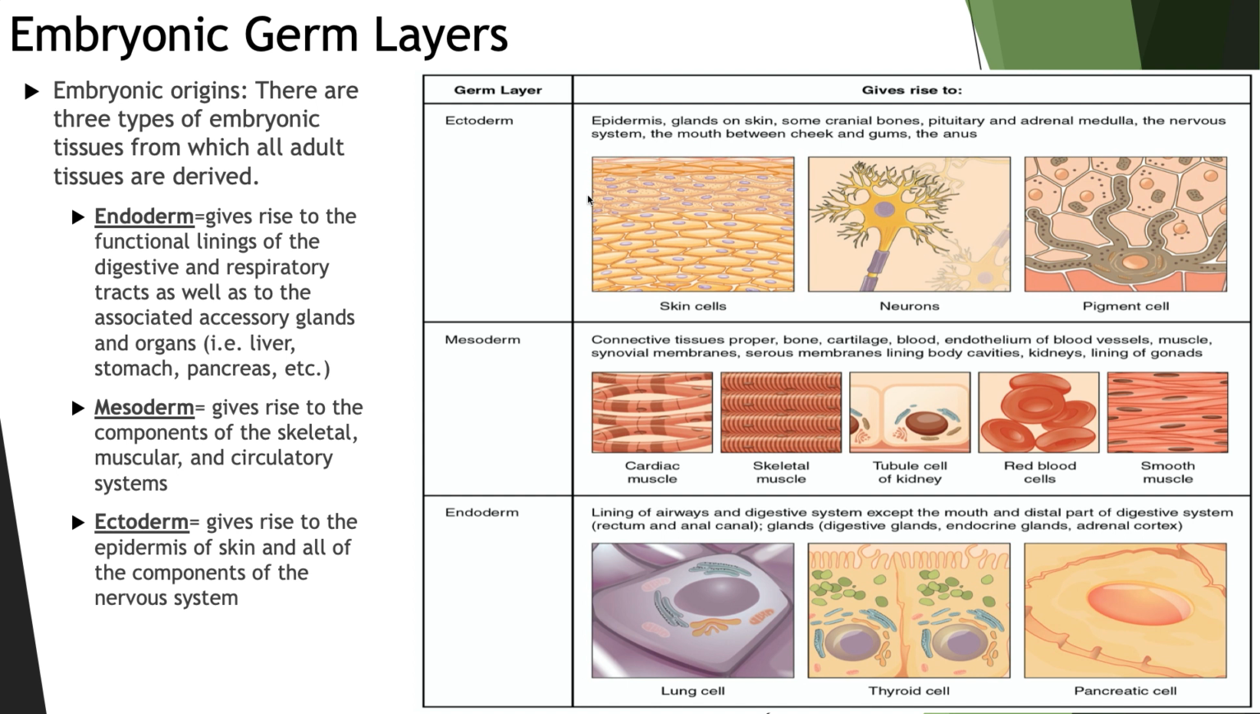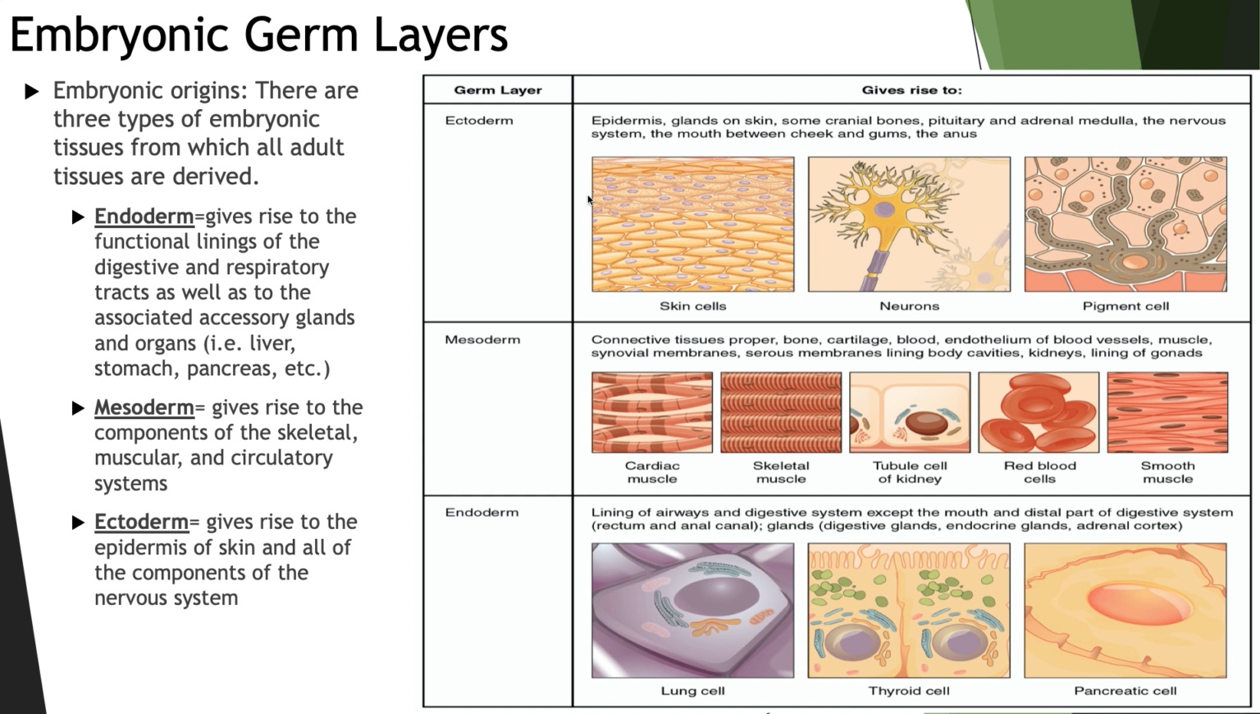All of these tissue types have embryonic origins. There are three origins of all of these tissues. You have the endoderm, which generally gives rise to the functional linings of your digestive and respiratory tracts. You have the mesoderm, which gives rise to the components of the skeletal and muscular system. And the ectoderm, which gives rise to the epidermis of the skin.